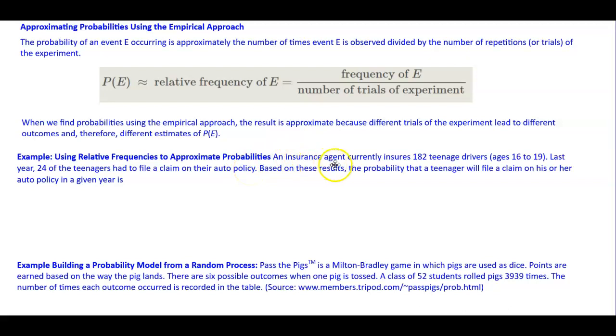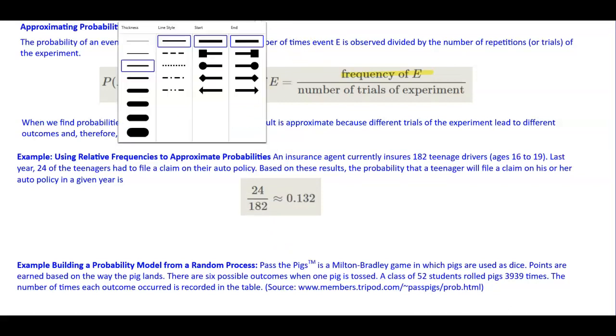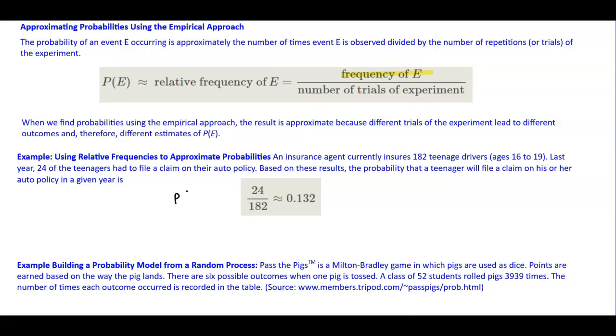Now, an insurance agent currently insures 182 teenage drivers, ages 16 to 19. Last year, 24 of the teenagers had to file a claim on their auto policy. Based on these results, the probability that a teenager will file a claim on his or her auto policy in a given year is the following. Well, we first need to find the frequency of that event E. We want to find the probability of that event E occurring.